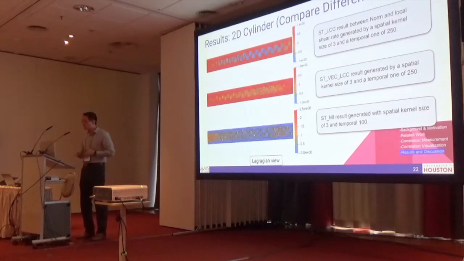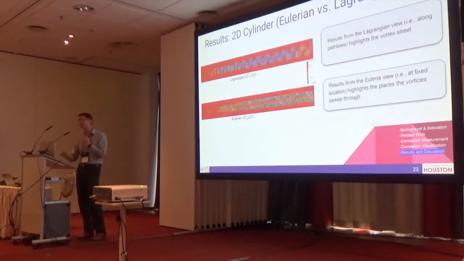Okay, so in contrast to the STLCC and the ST vector LCC, the mutual information actually highlights the boundary between two groups of counter-rotating, oppositely rotating vortices. Well, at those places, things are changing a lot. There's a lot of variation, which means that the entropy there is high for both attributes. Based on the definition, they're highly dependent.